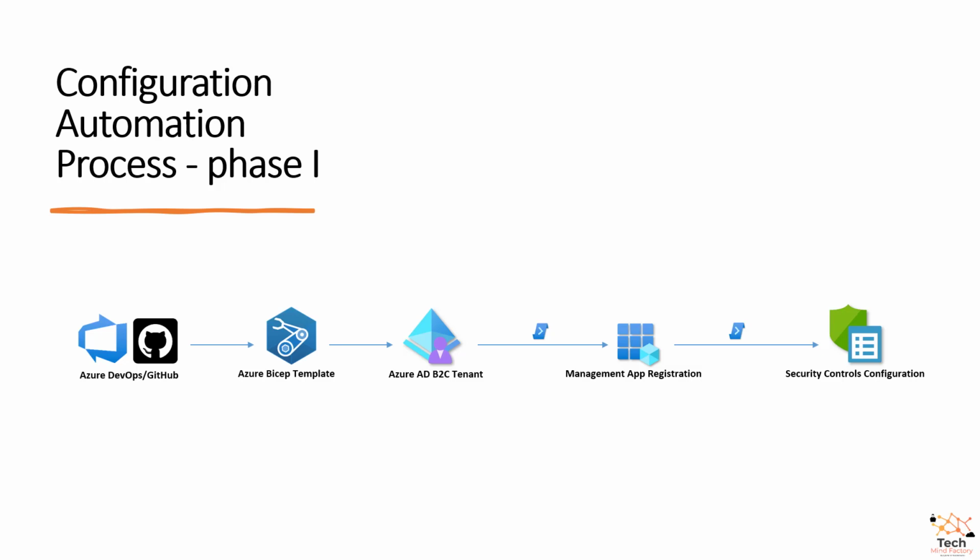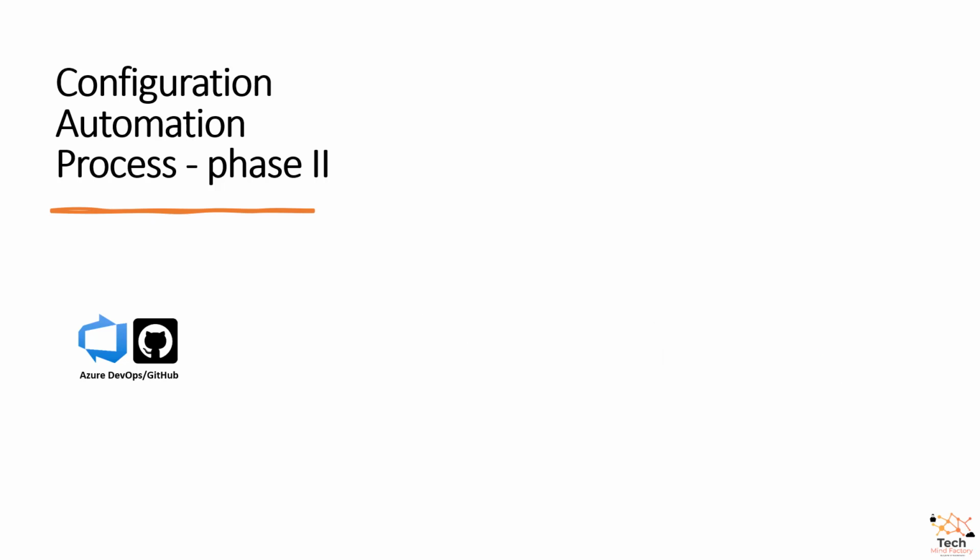So that's the first phase. So the tenant is basically configured and ready for further actions. So this is phase one. Let's talk about phase two. So in phase two, exactly as in phase one, we have an Azure DevOps or GitHub tool and we have a Git repository. And we execute a PowerShell script to configure Identity Experience Framework.